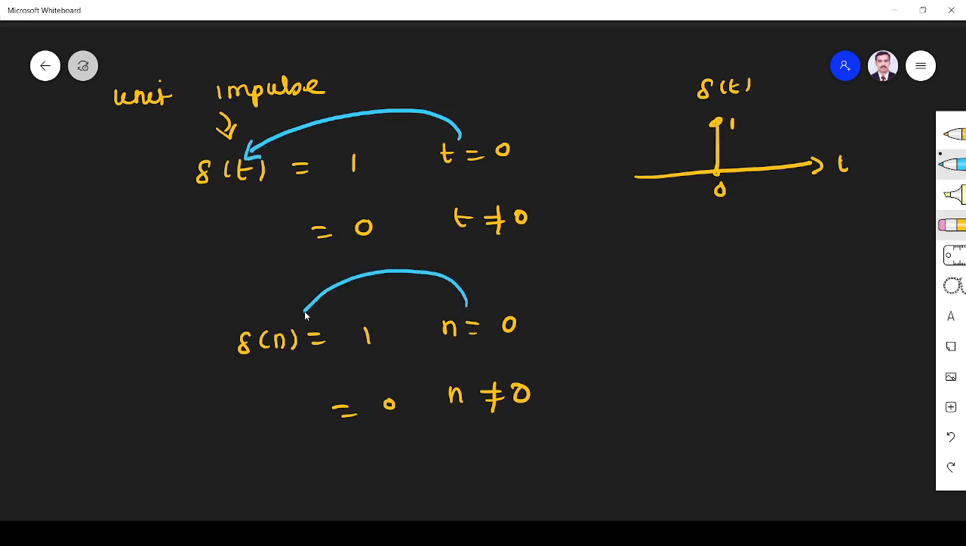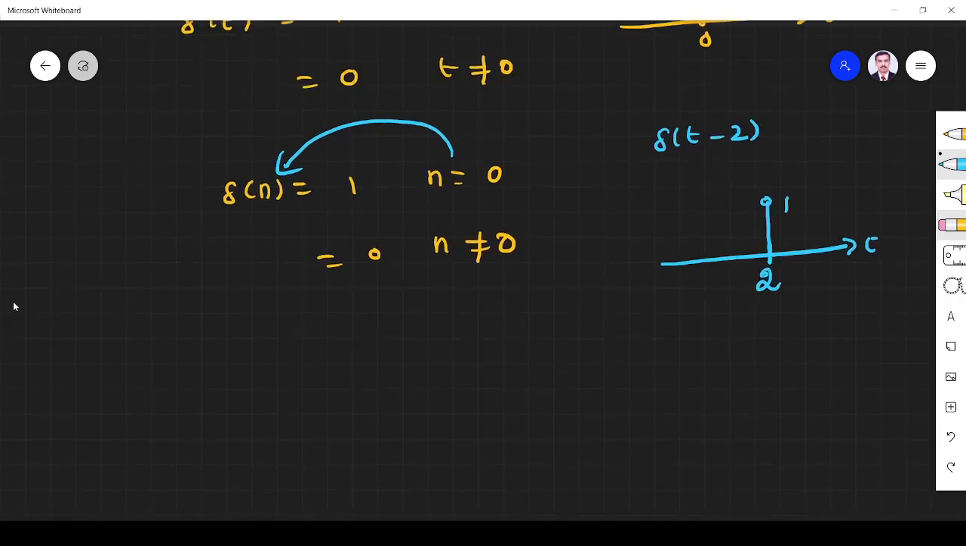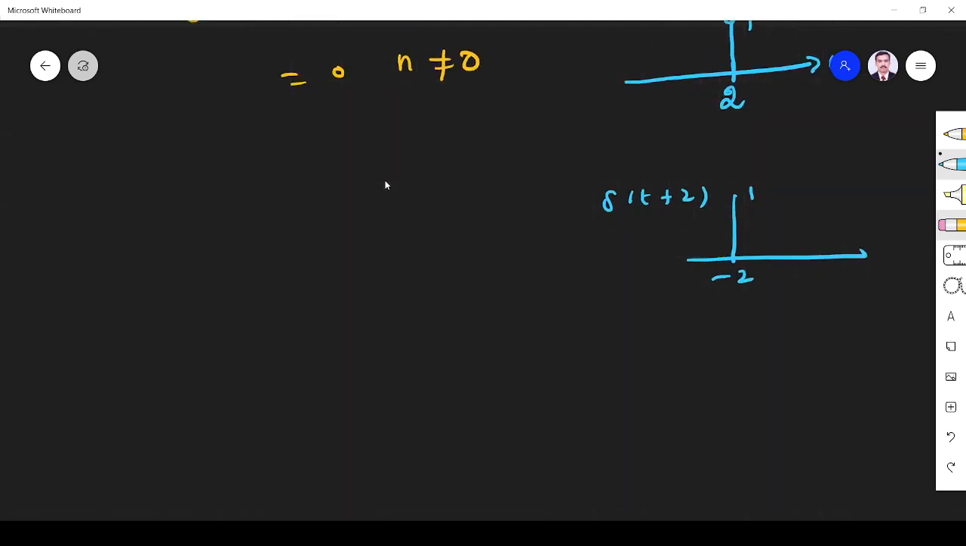Here also you see. So if I want to know how del of t minus 2 will be, the bracket term should be 0. When will the bracket term be 0? At t is equal to 2, only then the bracket term will be 0. At bracket term 0 only, we will have a value of 1. So when t is equal to 2, this is having value of 1. Right? So what about del of t plus 2? We know the bracket term should be 0. There only the impulse will be having value. So where will it be? When t is equal to minus 2, this is having value 1. So this is del of t plus 2. So this is unit impulse.